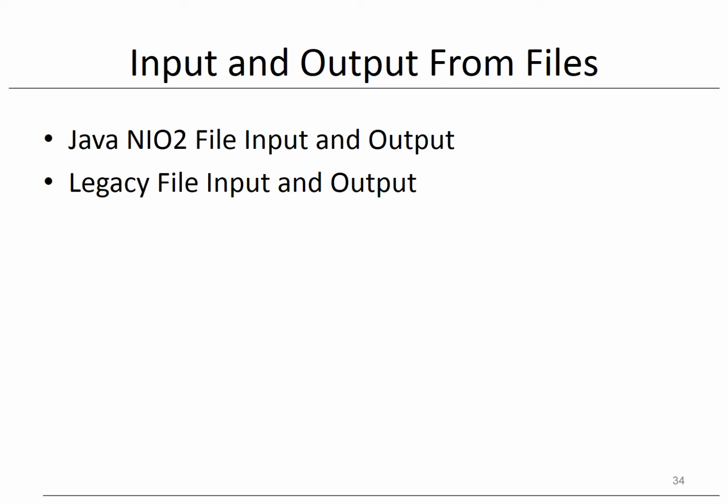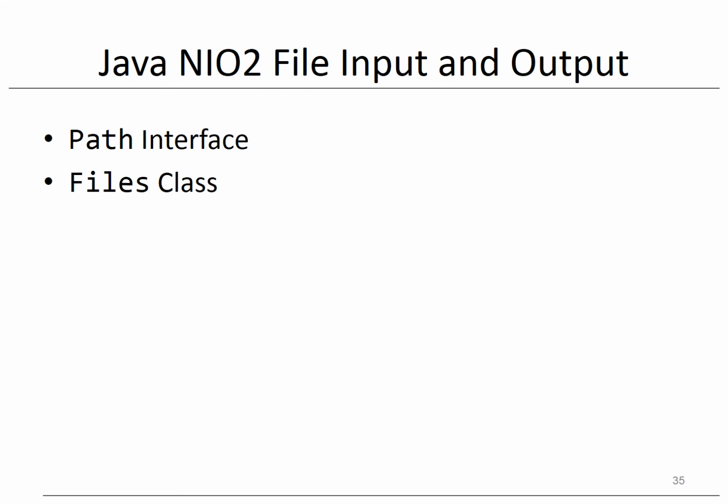In what follows, we will further zoom into input and output from files. We will hereby discuss both Java NIO2 and legacy file input and output. Java 7 introduced the NIO2 API to offer a new file system API. Note, however, that existing legacy file I/O methods remain supported. In what follows, we will start by reviewing the NIO2 API for working with files.